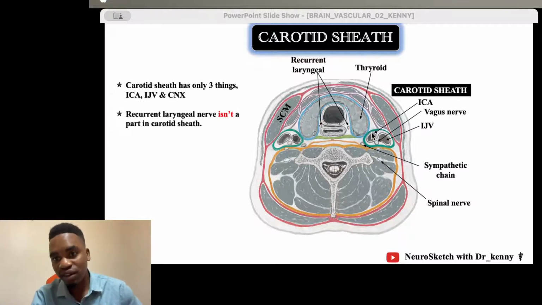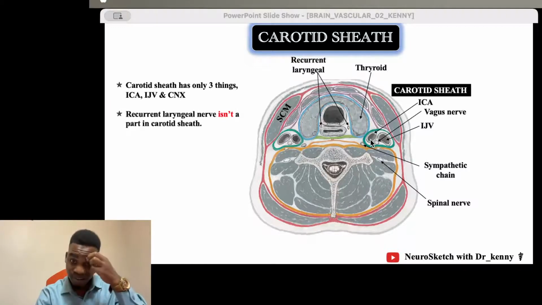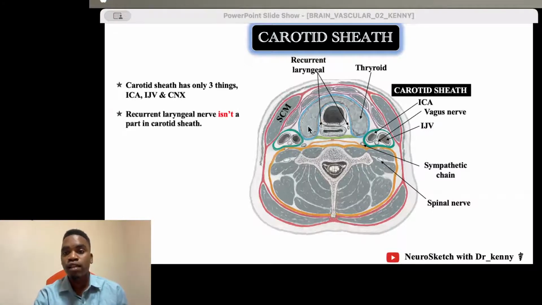So the three important structures that are wrapped around by the carotid sheath would be, of course, the internal carotid artery. So this is what we call the carotid sheath, this greenish stuff here, and then we know we have the internal carotid artery. It depends on what level is cut. This is a horizontal section of the neck. So when you cut through the neck horizontally and look from above, this is what you can see.